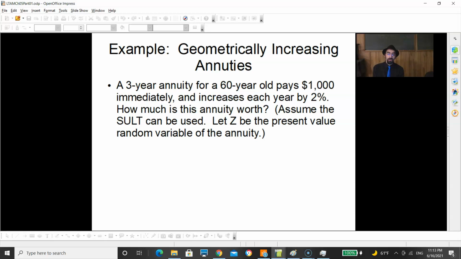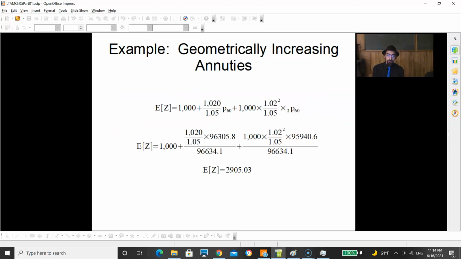So, suppose there's a 3-year annuity for a 60-year-old. It pays $1,000 immediately and increases each year by 2%. Again, assume it's a whole life annuity. How much is this annuity worth? So, it would be 1,000 plus 1,020 over 1.05 times p 60, plus 1,000 times 1.02 over 1.05 squared times 2 p 60.